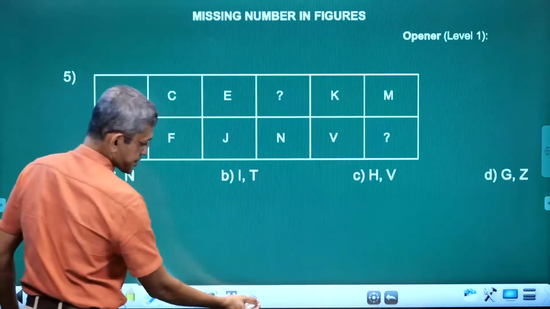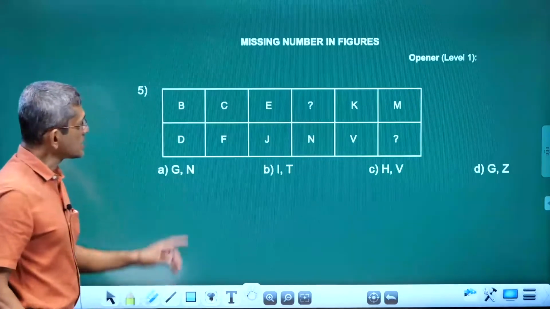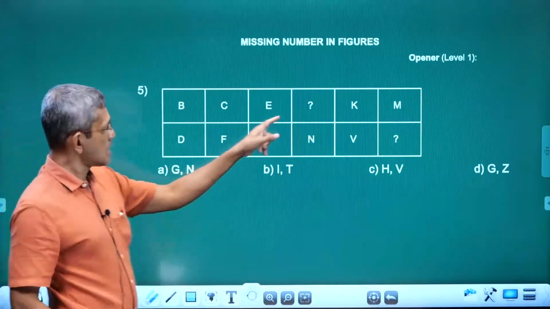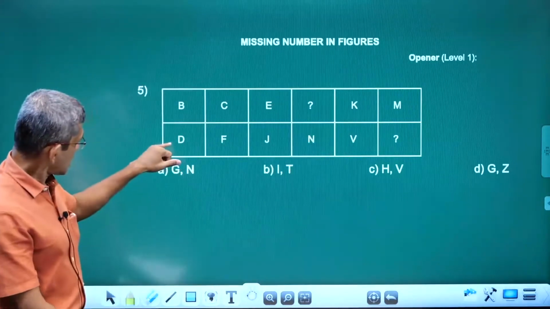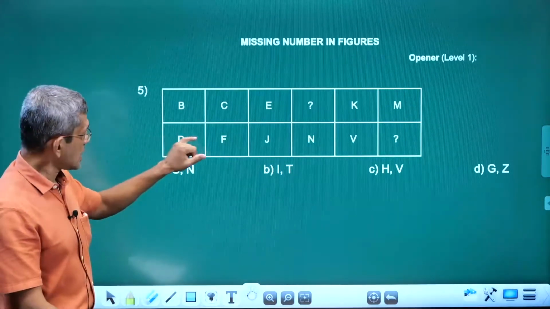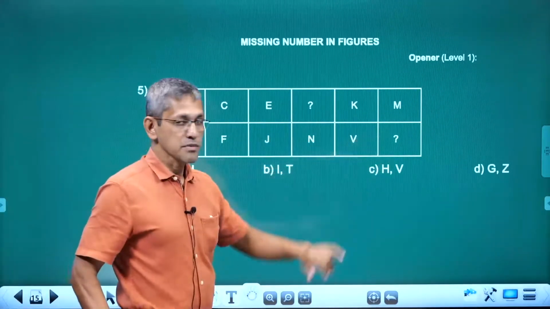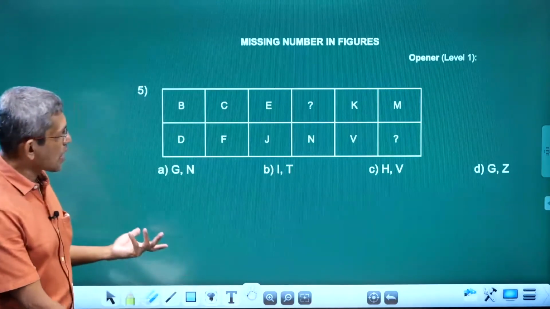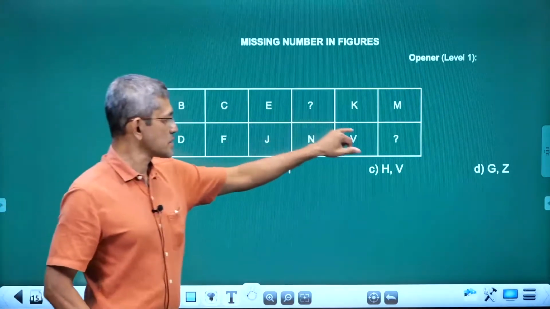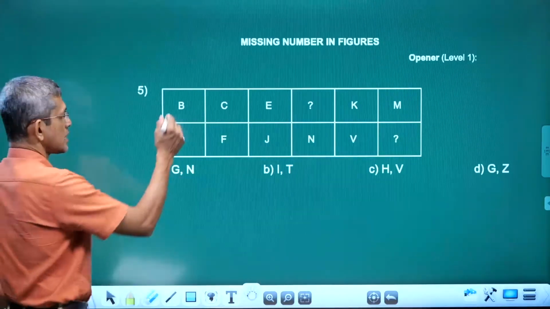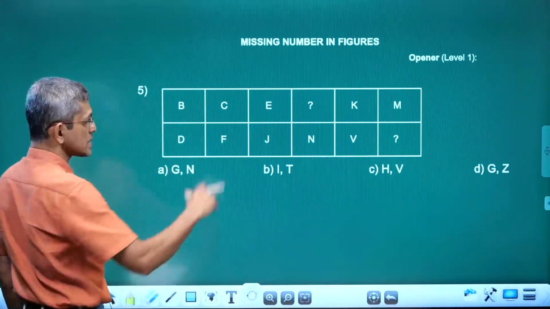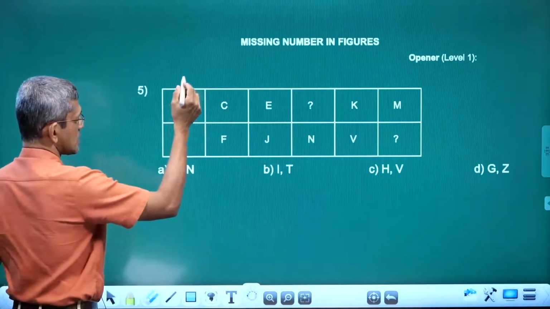Next one. Interesting question. Take a look at it. B, C, E, and a letter missing over here. Then K and M. And next row, second row. D, F, J, N, V, and something missing. So what are the letters we have missing? 2 letters are missing. Which are the letters missing? What kind of pattern we have here? B and C, C and E. So what is the connection?